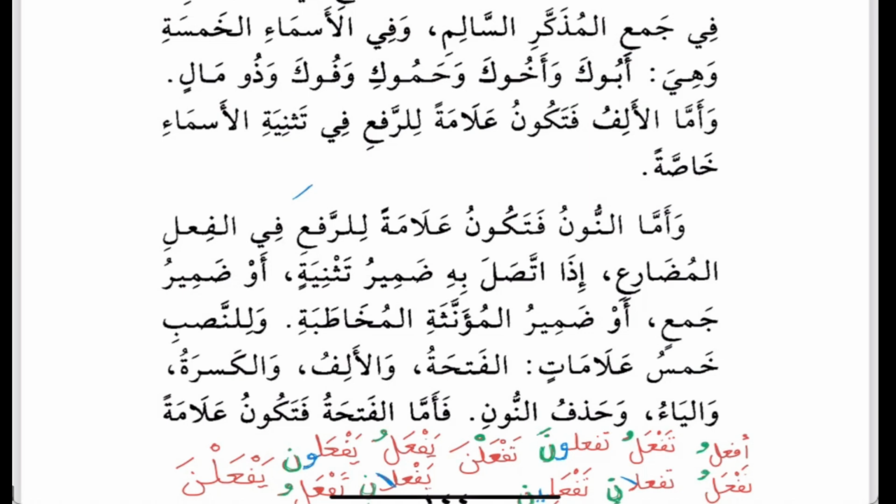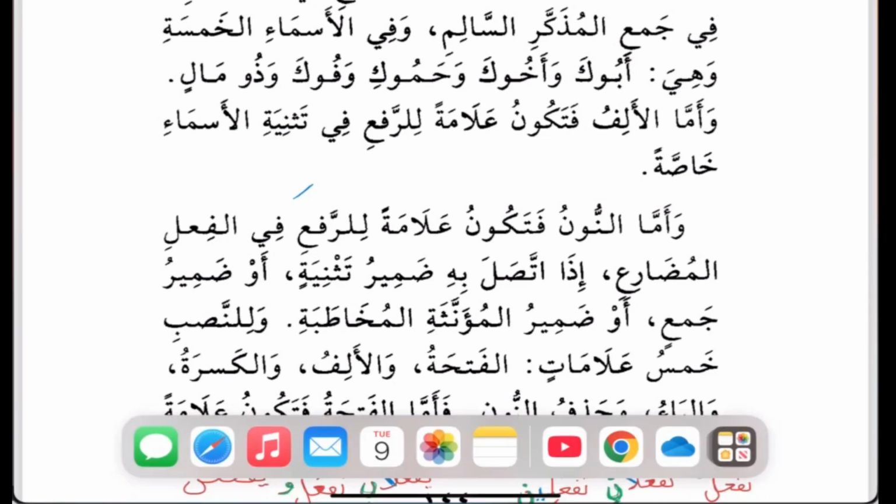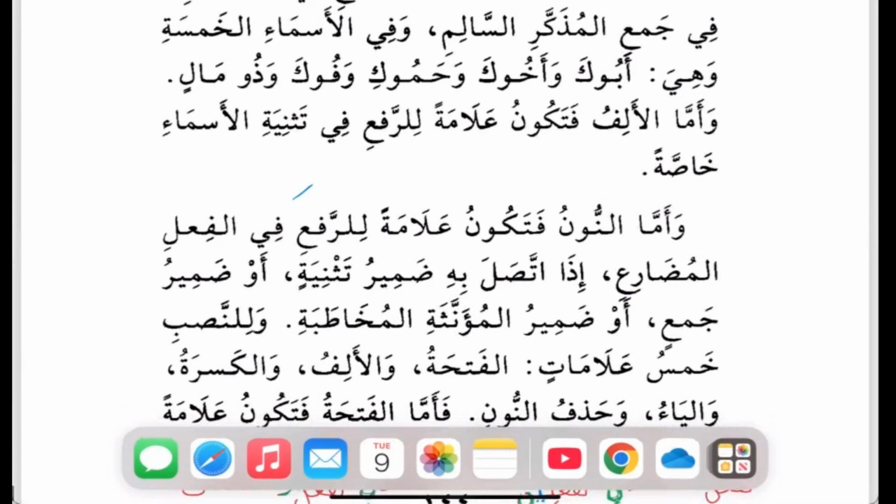Any question? Sheikh Raid, the last example where تفعلنا or يفعلنا, that's nun al-tawkid? No, that's nun al-niswa, and it's mabni. Yes, the verb is mabni. So you say فعل مضارع مبني على السكون لاتصاله بنون النسوة. Mabni 'ala al-sukun means the last letter in the verb has a sukun. Okay, جزاك الله خيرا.